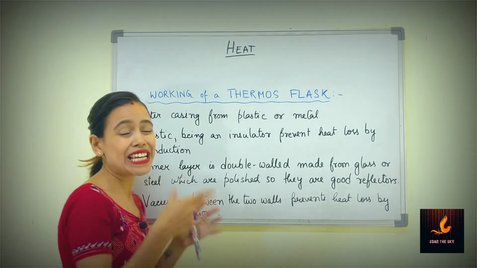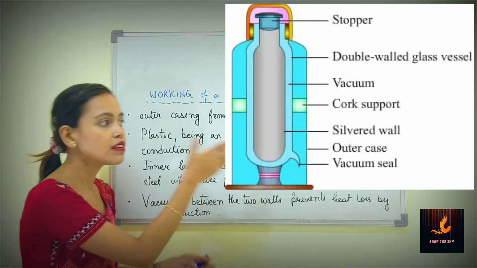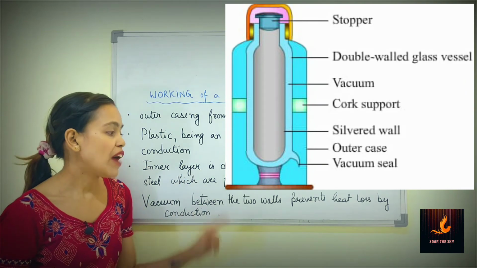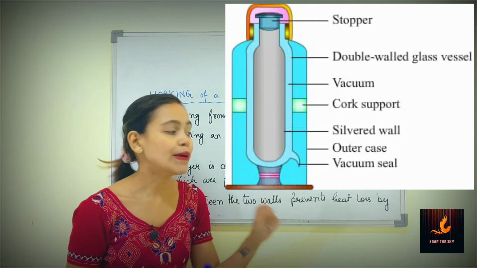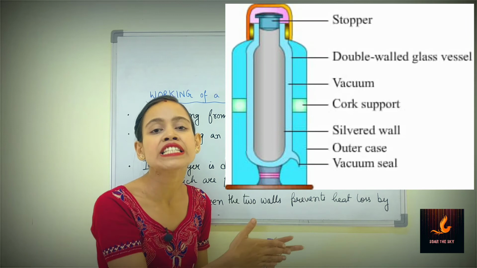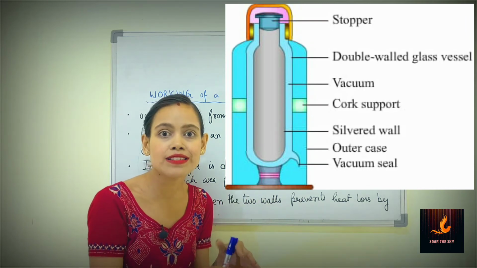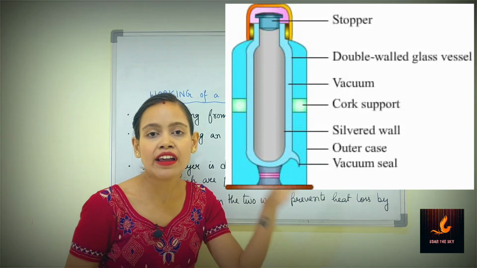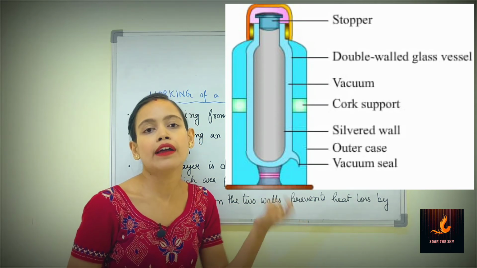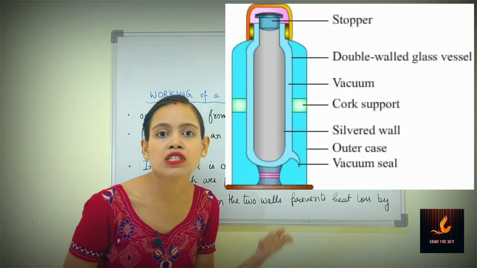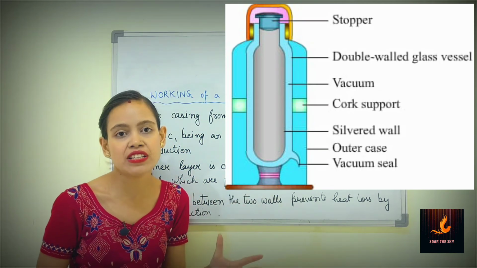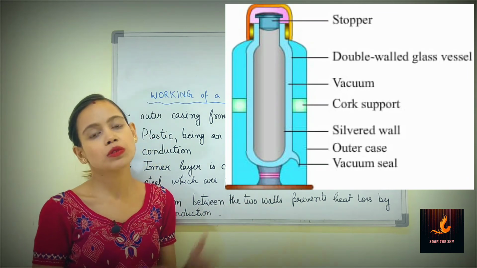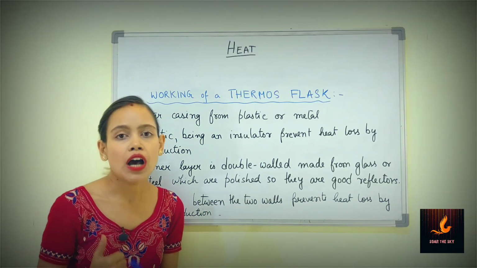The third point, in between these two layers that you see in the diagram, there is vacuum. Vacuum between the two walls. Why? Because it prevents the heat loss by conduction, since there are no particles in between the two walls. So if air is present, the particles in the air might cause heat loss via conduction. Vacuum prevents any presence of particles in between the two walls so that conduction will not occur.